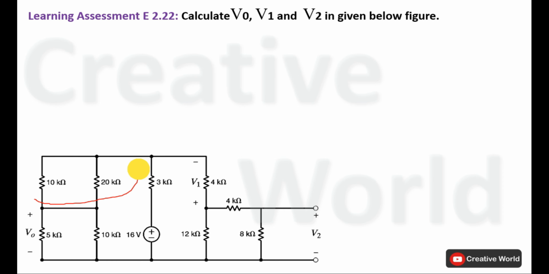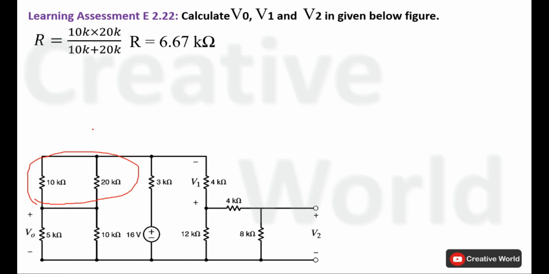These two resistances are connected in parallel. We can calculate their equivalent resistance that will replace these two resistances. Their equivalent resistance will be the product of these two resistances divided by their sum. So the value of equivalent resistance for these two resistances will be 6.67 kilo ohm.